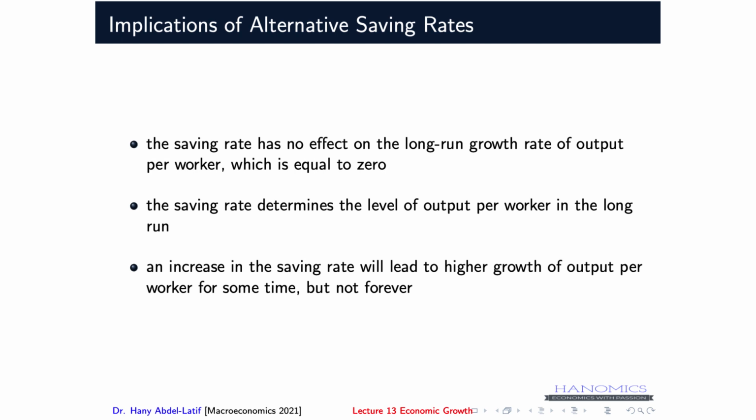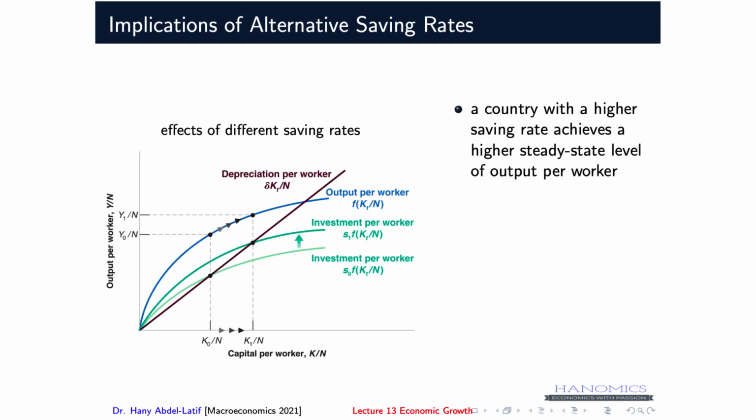So what is the implication of the steady state case we explained? The saving rate has no effect on the long run growth of output per worker, but the saving rate determines the level of output per worker in the long run. An increase in the saving rate will lead to higher growth, but this will happen for some time, not forever. And that's exactly what I'm trying to show here.